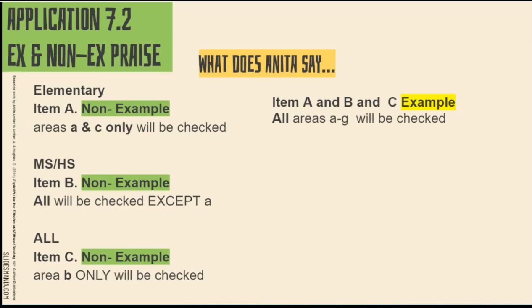When you are at the middle and high school non-examples, all will be checked for item B, except for A. And both of them actually included non-examples that were identical, again, for item C. And area B only will be checked. As for paying attention to the commentaries, I think the comments are really important.